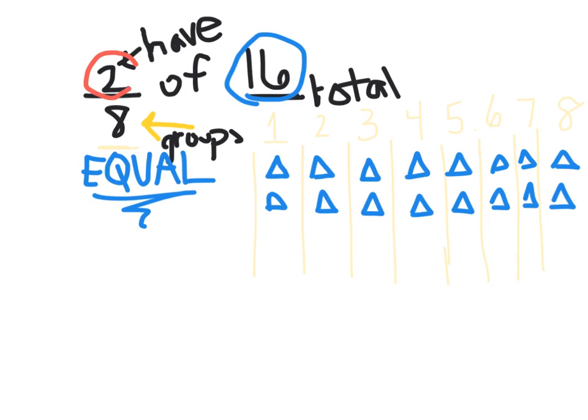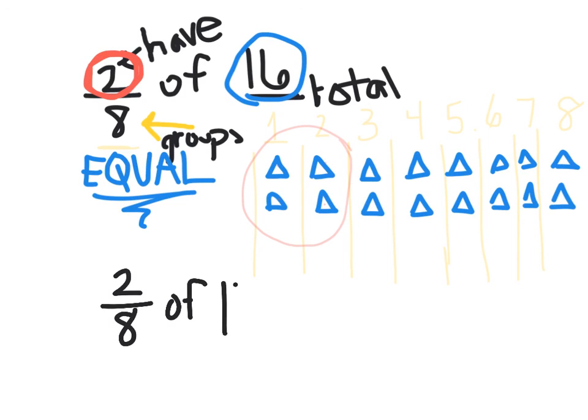Now, I need to say, okay, how many do I have? I have 2 groups. So I need to look at 2 of my groups. When I look at my 2 groups, that means I have 1, 2, 3, 4. So to write my answer, I say 2/8 of 16 is equal to 4.